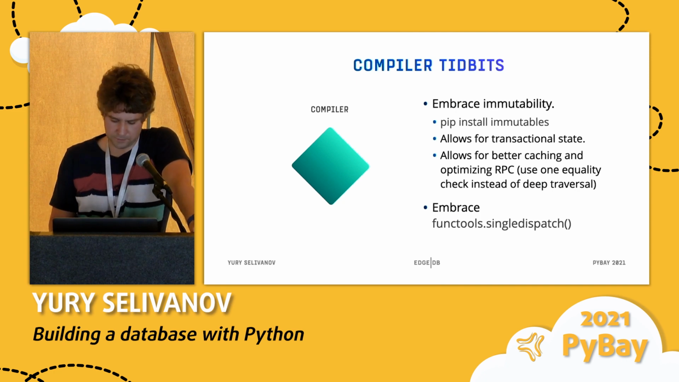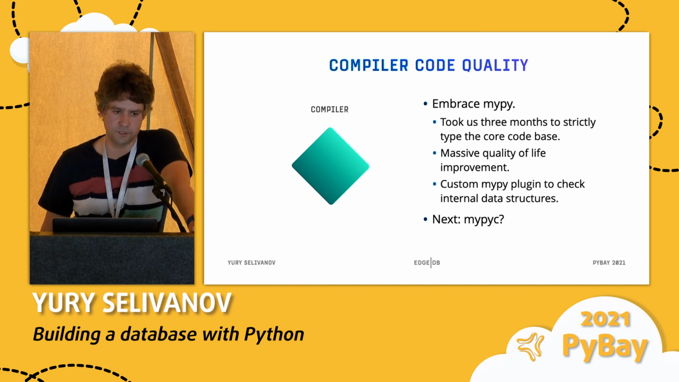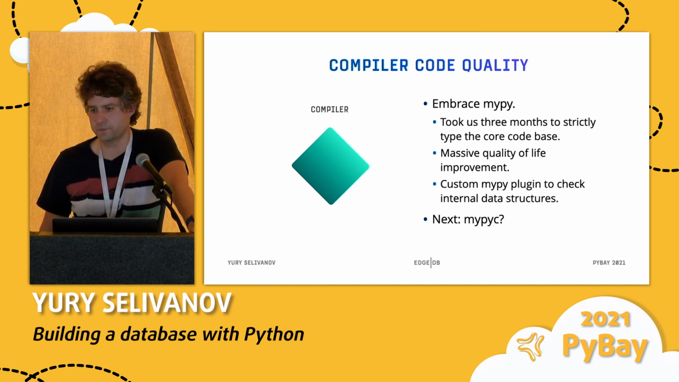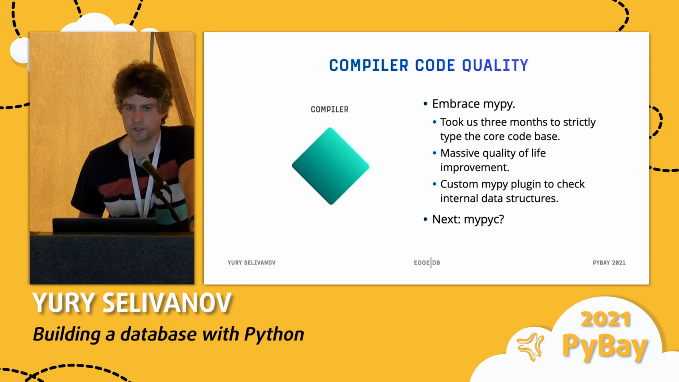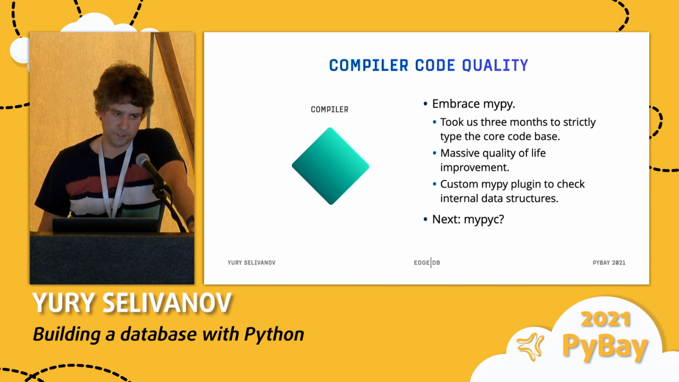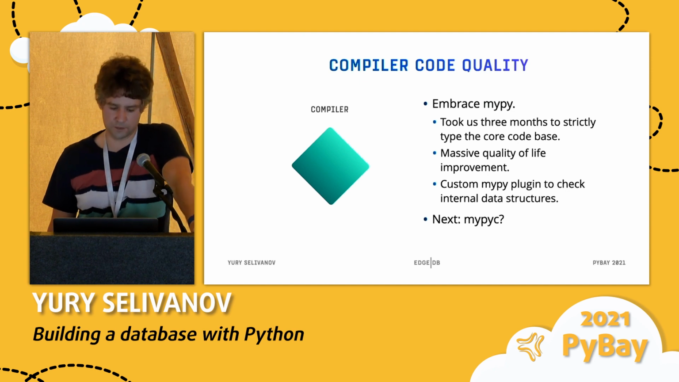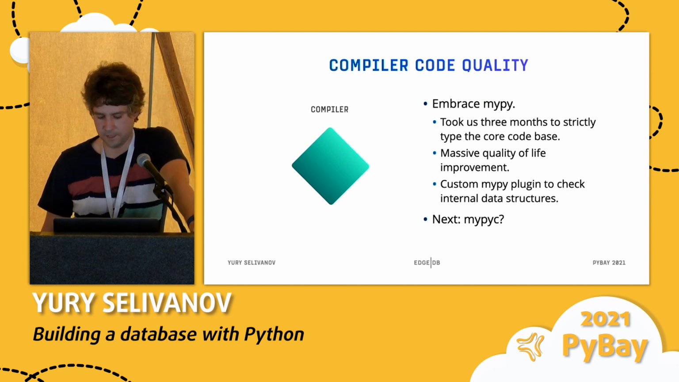So immutability is a pretty cool thing for us. We also just fully embraced MyPy. We spent about 3 months on strictly type annotating our code base. It was sort of painful, but it brought massive quality of life improvement. It's so much easier to refactor right now. It's so much easier to just rely on our CI now to catch some weird things and unsafe refactorings. So I can definitely and wholeheartedly recommend to use MyPy.